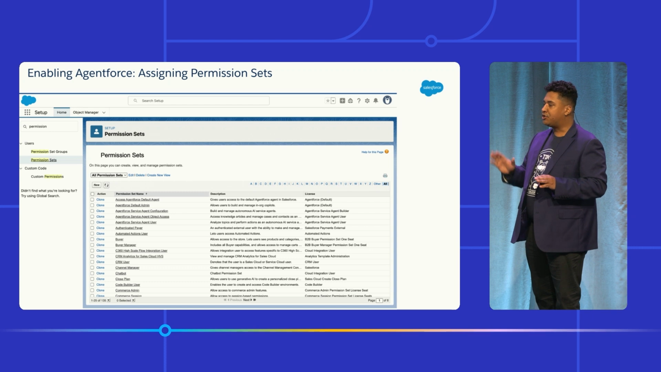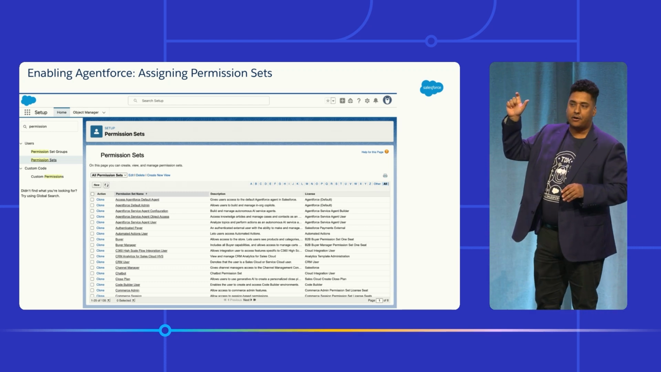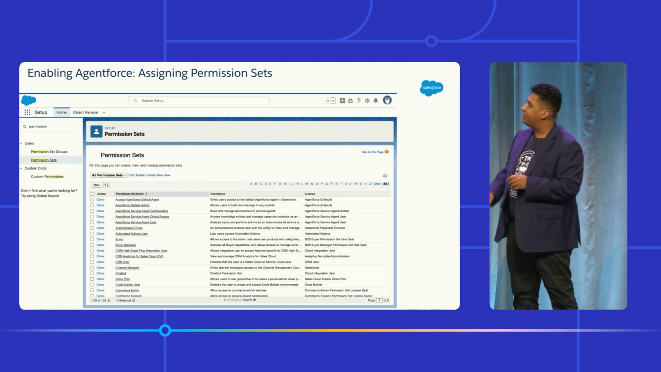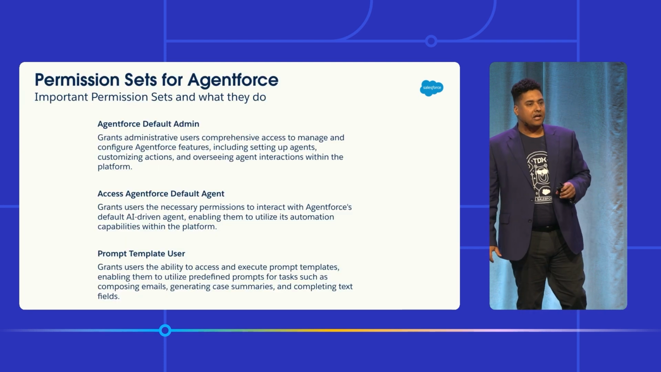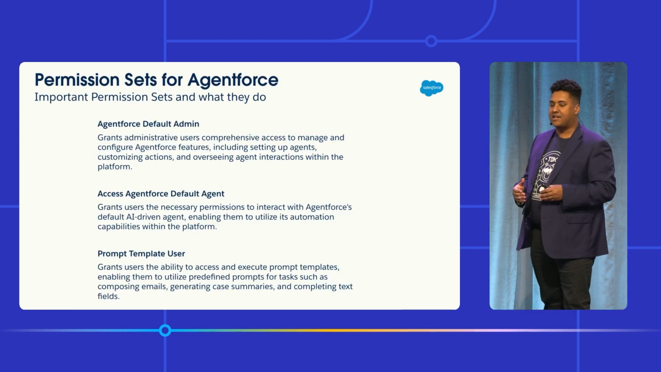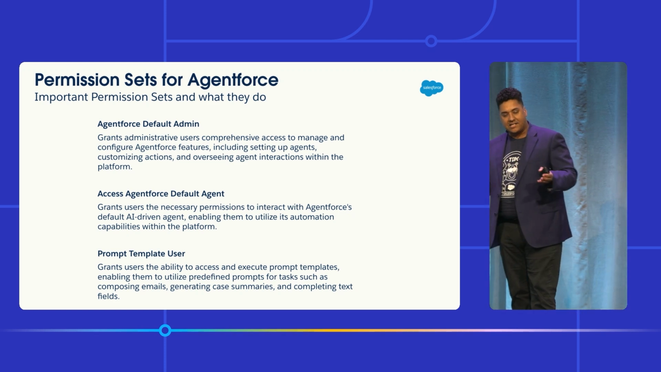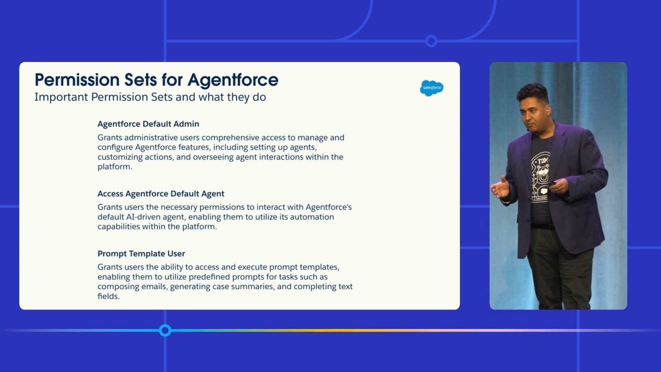As admins, you should be familiar with what these permission sets are. When you enable the generative Einstein features, you'll get some additional Agentforce permission sets. The ones we're going to be looking for to give our users access are the Agentforce Default Admin, the Access Agentforce Default Admin, and the Prompt Template Builder.